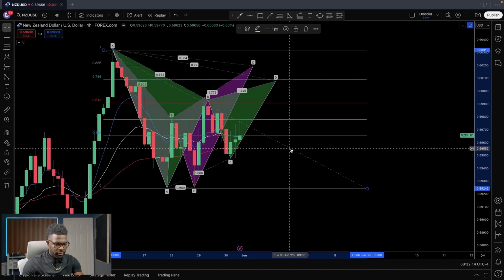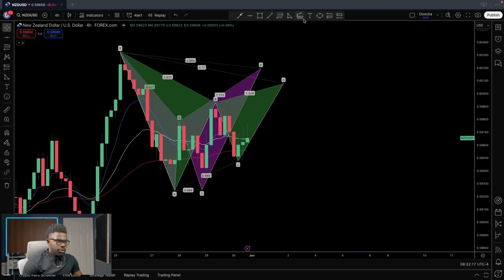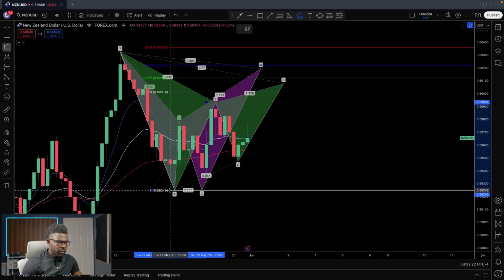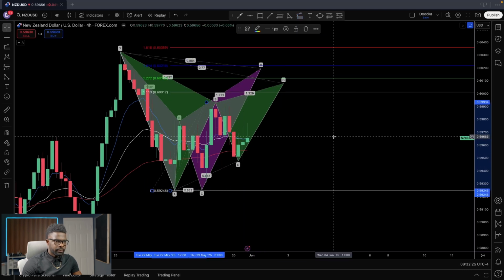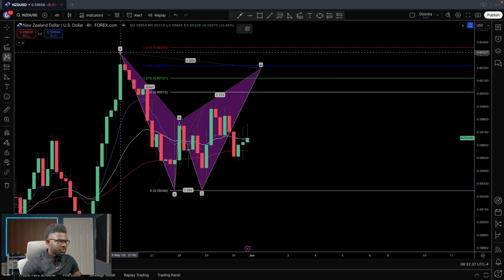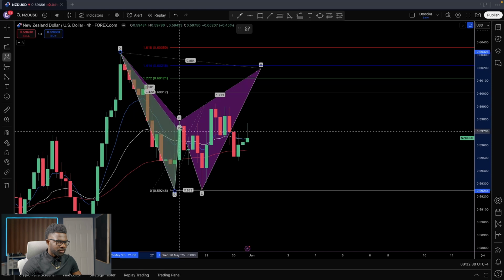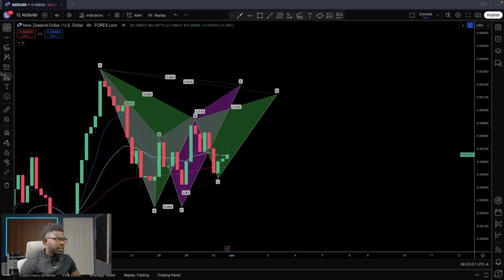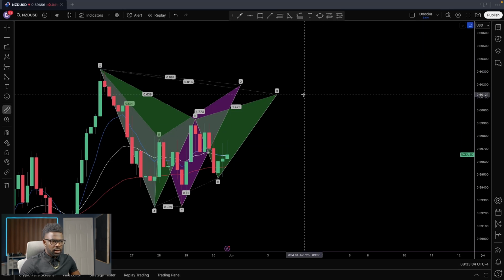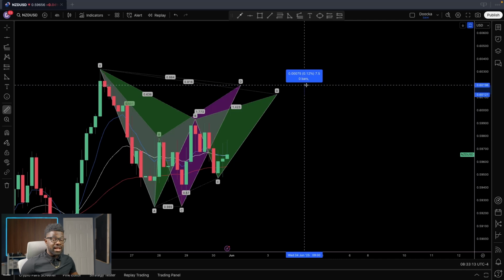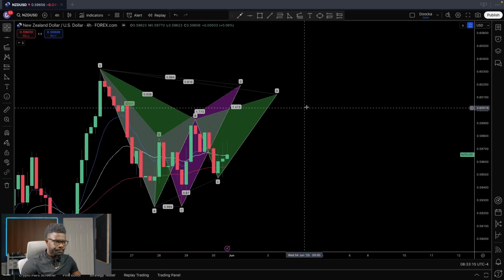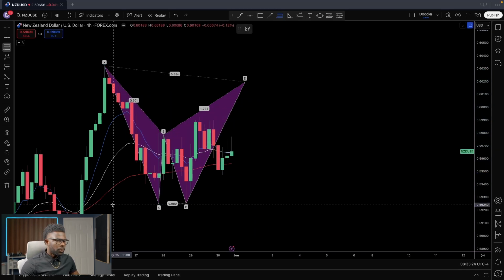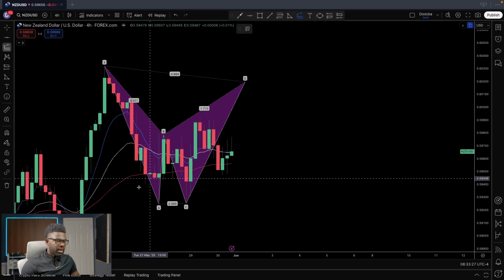Yes, that's all right. Now I'm going to get the 786 retrace, 127 extension, sorry, from A to B. So that's for the Gartley. As you can see here, there's a 7 pips difference between those two. I would scratch that and I would be only looking to trade the bat pattern because it is the last to complete.